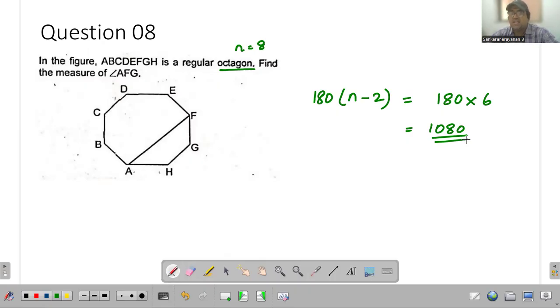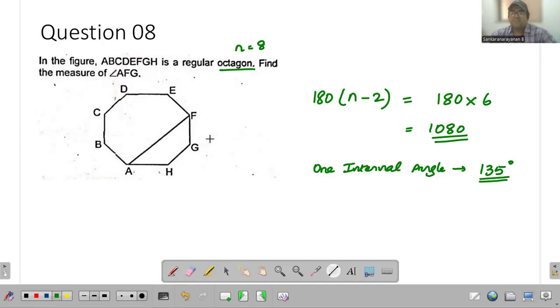1080, that is 180 into (8 minus 2), 180 into 6, 1080. So one internal angle, if I consider, its value will be 1080 divided by 8. I can see that it is equal to 135 degrees. Got it? This is equal to 135 degrees.